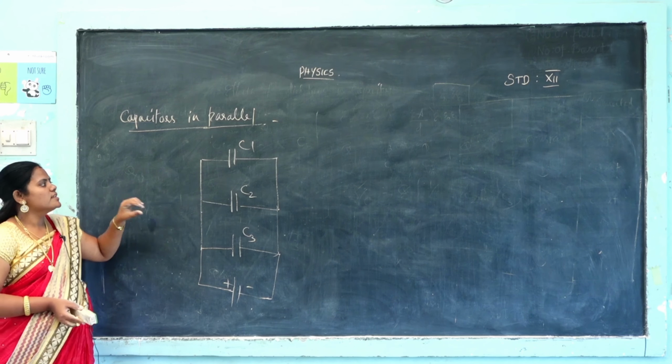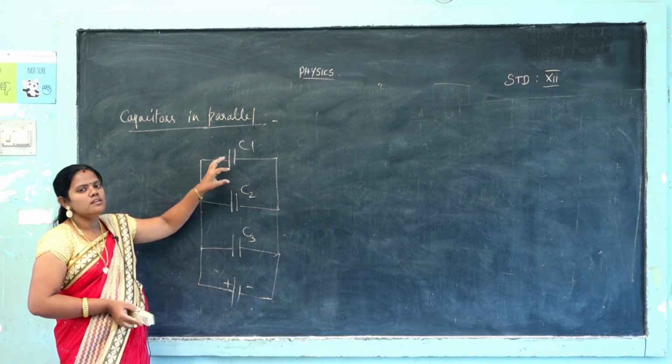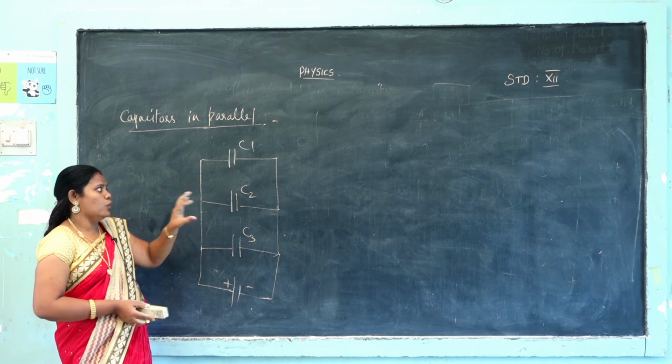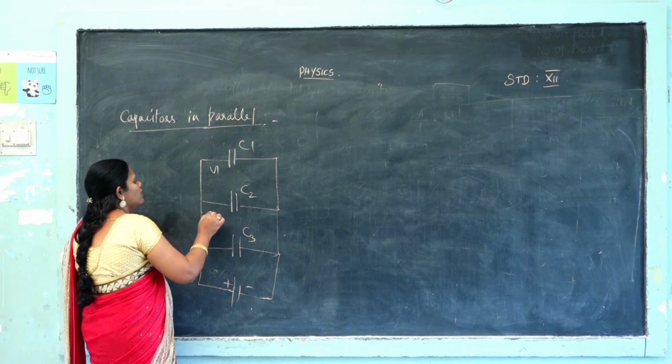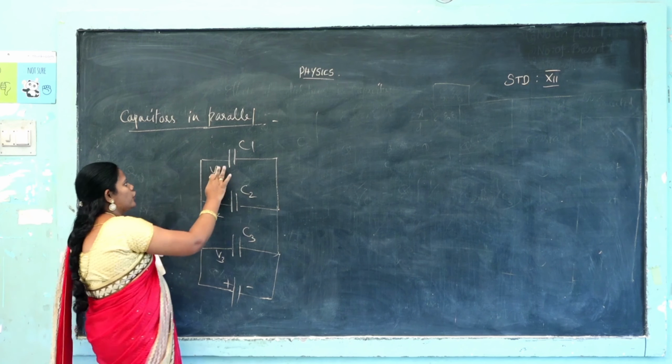No, because the charge in capacitor C1 will be reduced and will fall to the next one. So first, the potential difference is the same. What is the meaning of that? V1, V2, V3 will be the same, it will be constant. But Q will change.